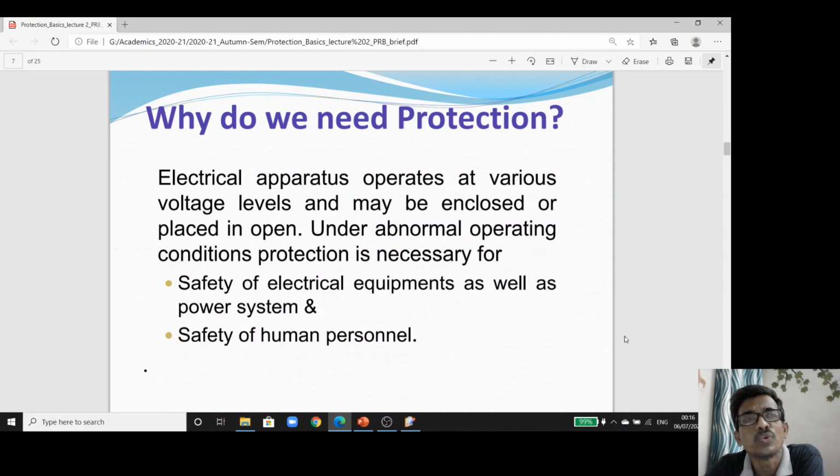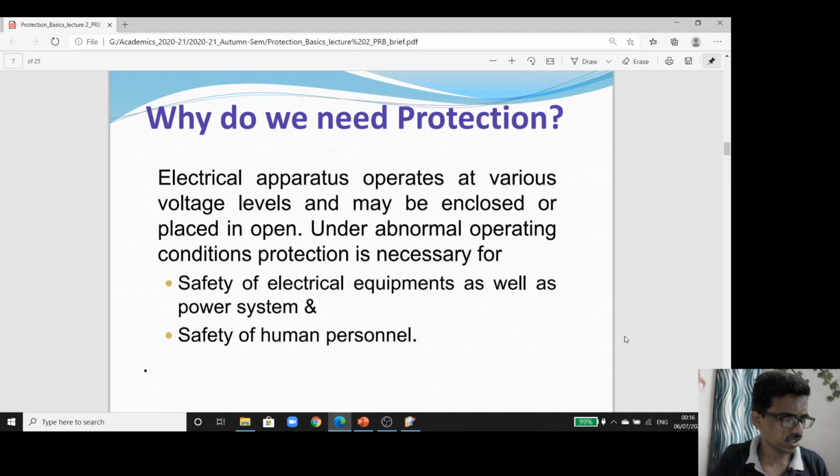So in order to stand in the market, we need to go for economic operation. We need to maintain the reliability. We need to maintain the quality. And to get that, under abnormal condition we must provide protection to all electrical equipment, all elements of our power system. It is required for the safety of our equipment itself, as well as it is also essential for the safety of human beings working with the power system. So this is the basic reason why we need to provide protection to the various parts, various elements of our power system.